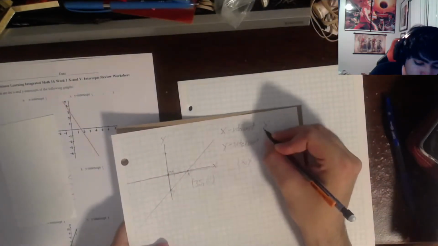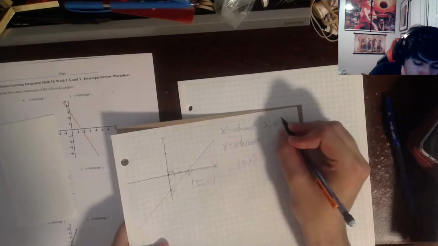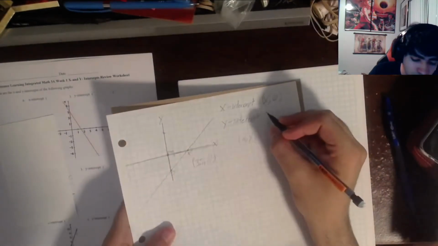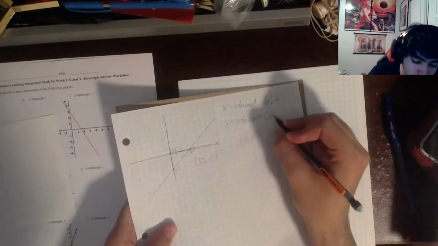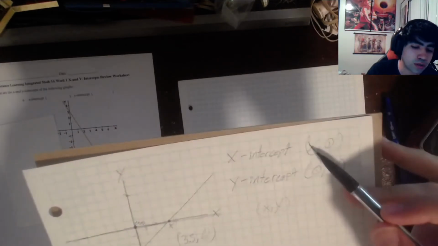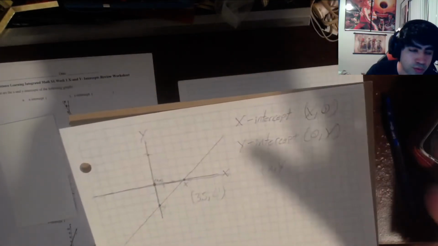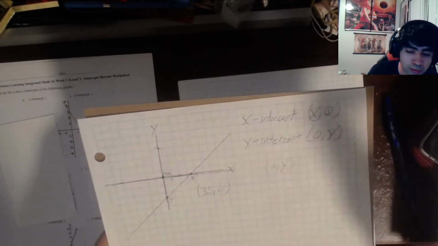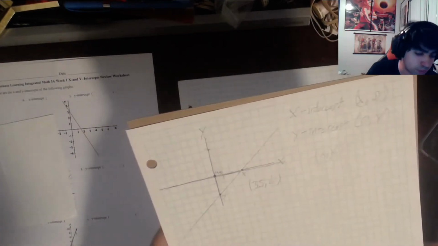Now, for the x-intercept, it's always x comma 0. Always. For your y-intercept, it's 0 comma y. We do not know what our x and y is. We're going to have to figure that out when we do the graph, but it's always in this format whenever you're talking about intercepts.